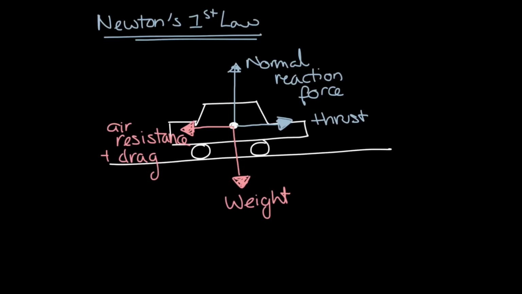Now Newton's first law says that if the forces acting on an object are balanced, so if the resultant force is zero, then a stationary object will continue to be stationary, or an object moving at constant velocity will continue to move at constant velocity. So here, this object is moving with constant velocity, the resultant force is zero, the forces are balanced, and so it continues moving at constant velocity.